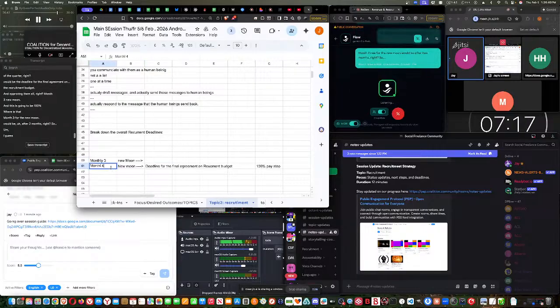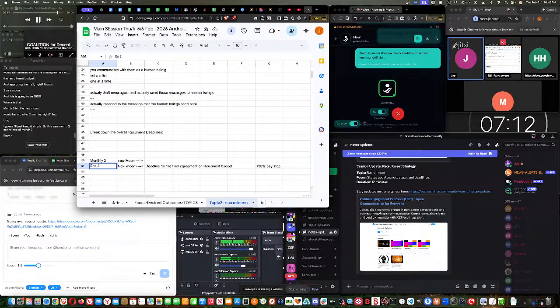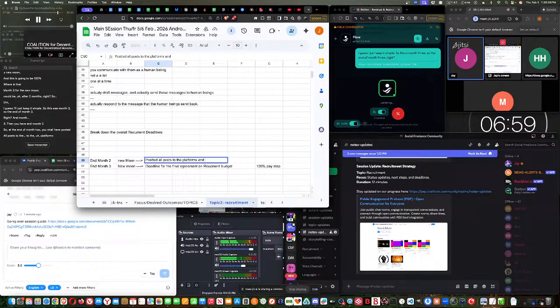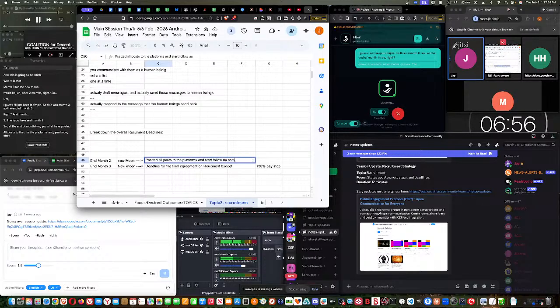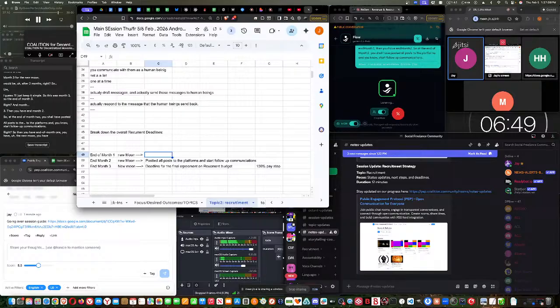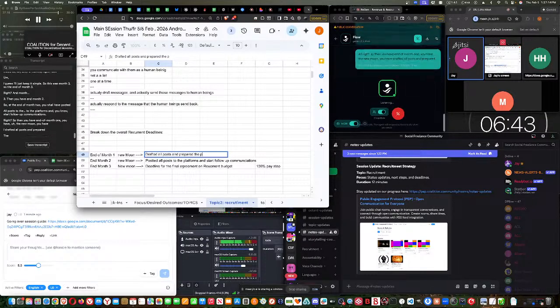I guess let's just keep it simple. So this is month 3, the end of month 3. Then you have end of month 2. At the end of month 2, you shall have posted all posts to the platforms and started follow up communications. Then you have end of month 1. You have the new moon. You have drafted all posts and prepared the priorities for the recruitment round.